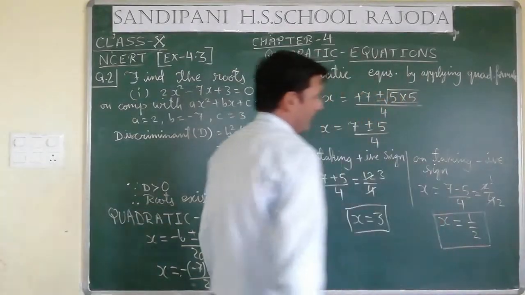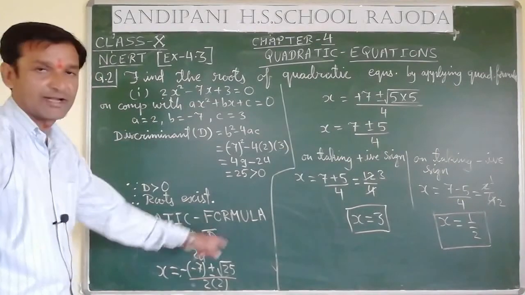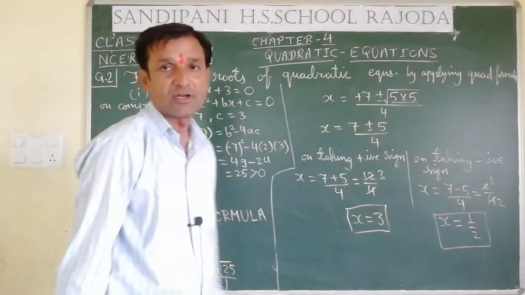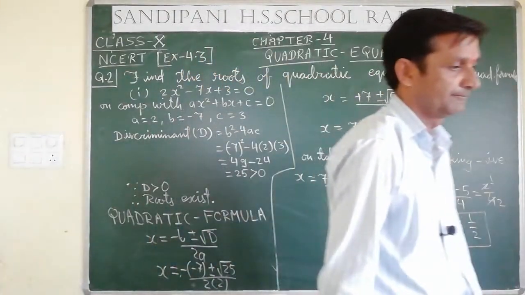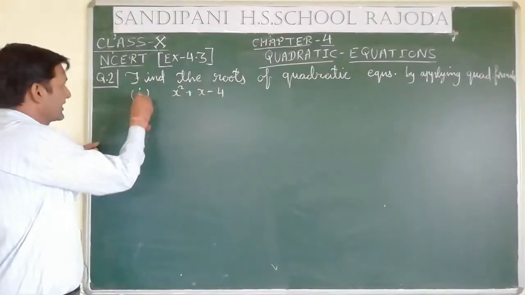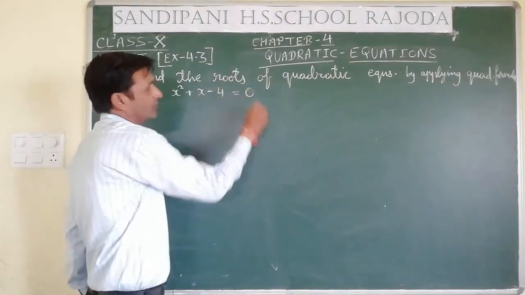These are the values which we got by applying this quadratic formula or Sridharacharya's formula. So this first question is over. Now the next question, it is question number 2. The equation is x square plus x minus 4 is equal to 0.